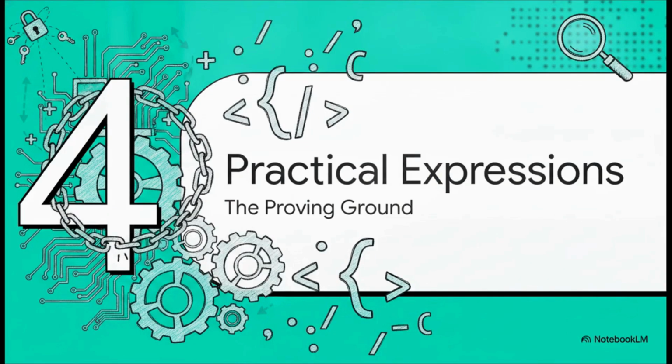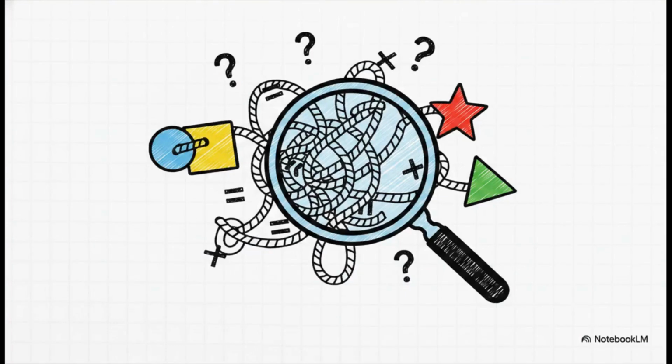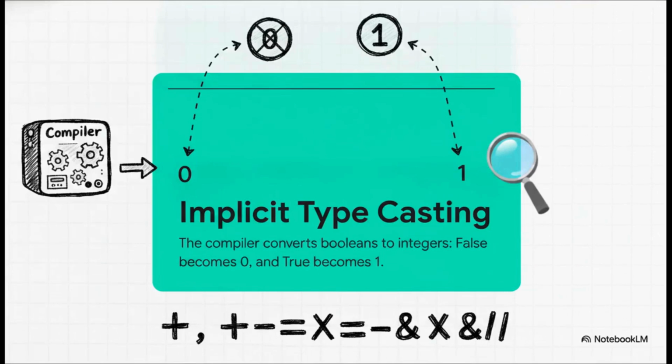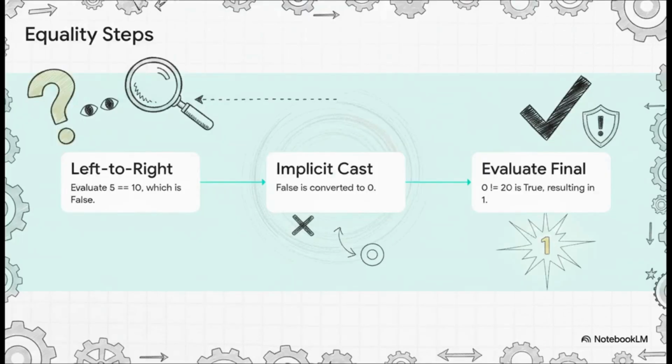All right, Section 4, solving practical expressions, the proving ground. Here is our first challenge, pulled straight from the source lecture. We've got a string of equality operators that all share the exact same precedence level. So how exactly does the compiler unravel this? Well, before we solve it, we need to talk about a vital code-cracking concept, implicit typecasting. When you compare a Boolean to an integer, the compiler automatically upgrades that Boolean to match the integer's weight class. A false is treated as a 0, and a true is treated as a 1. Let's trace this step by step like a detective.